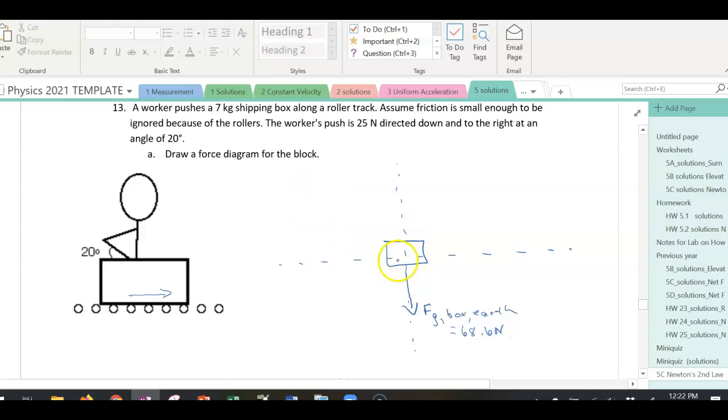The man is pushing it in this direction, okay? They're giving us that this angle is 20 degrees, but that means that this angle is also 20 degrees. And I'm finding that angle because I need to find the components of this applied force. So the applied force is 25 newtons.